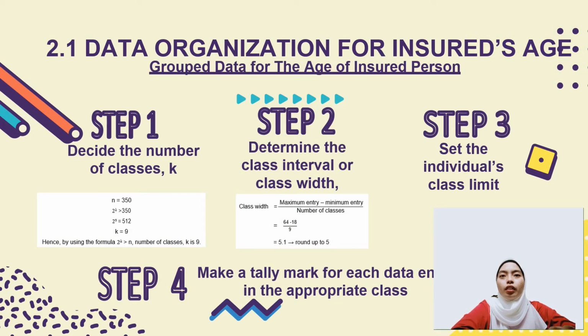Next is grouped data for the age of insured persons. Step 1 is to decide the number of classes, which is K. Hence, by using the formula 2^K bigger than N, the number of classes K is 9. Step 2, determine the class interval or class width. The class width formula is maximum entry minus minimum entry divided by number of classes. And the answer is 5.1, rounded up to 5.